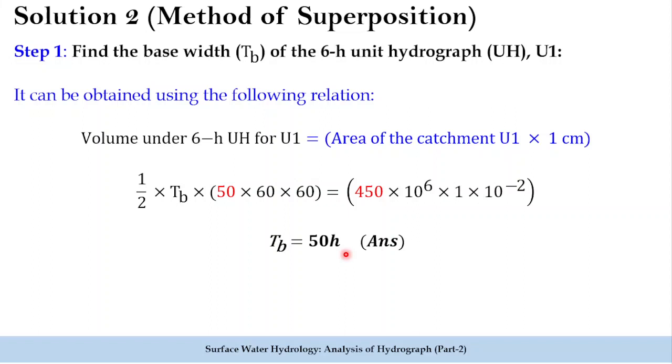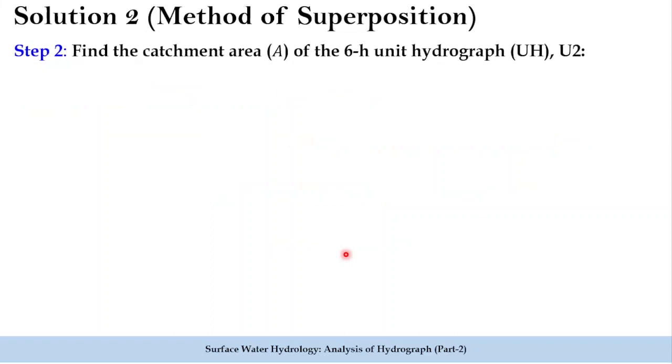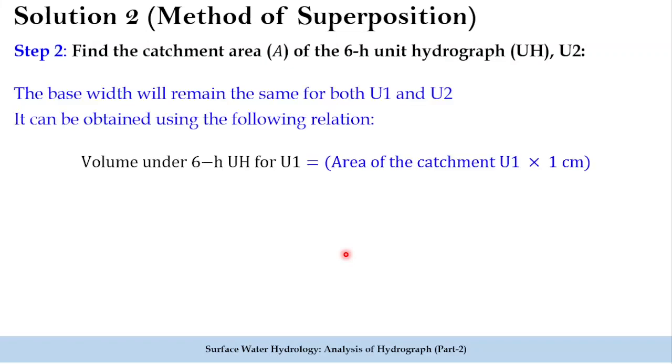because the base width of the 6-hour unit hydrograph U2 is also the same as unit hydrograph U1. So the base width is 50 hours. Now let's find out the catchment area of the 6-hour unit hydrograph U2. For this, since we know that the base width remains the same for both U1 and U2, the only component which was changing was the peak discharge.